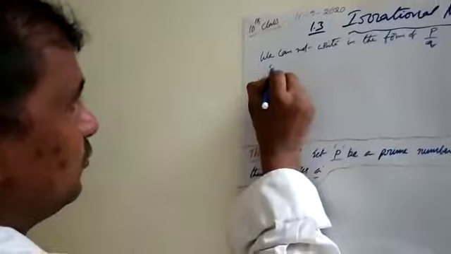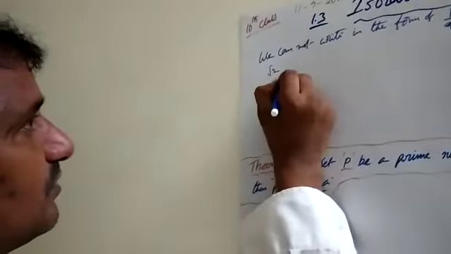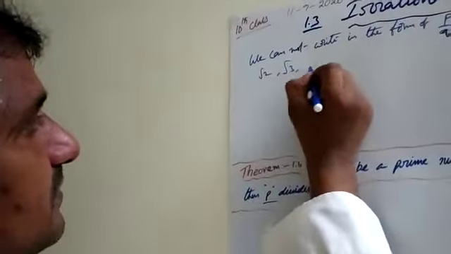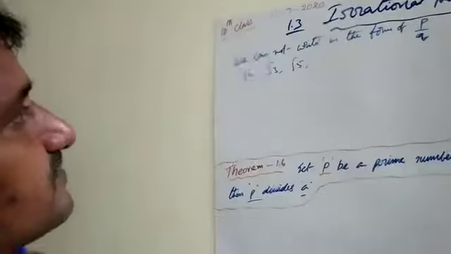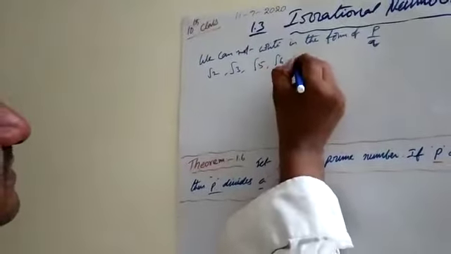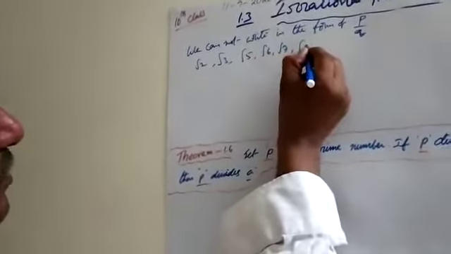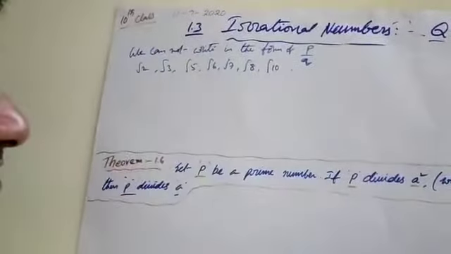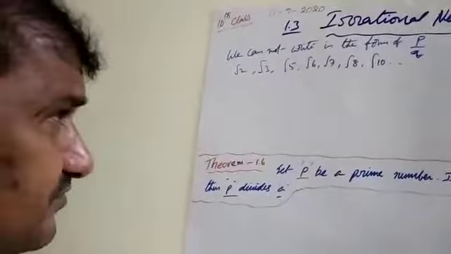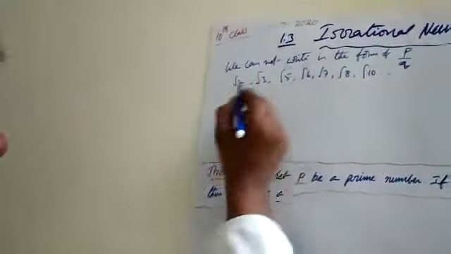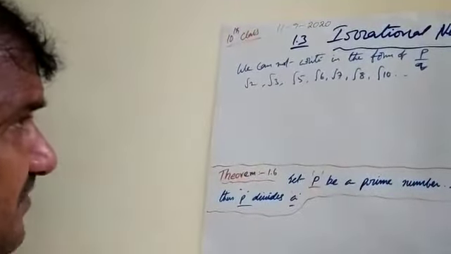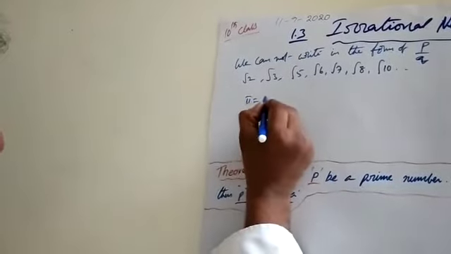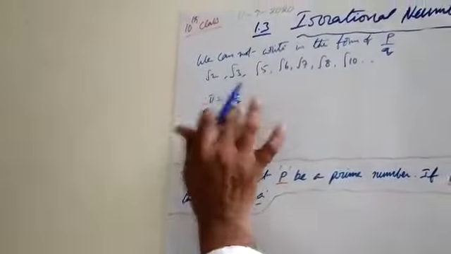See, root 2, root 3, root 5, root 6, root 7, root 8, root 10, and so on. At the same time, the best example of an irrational number is pi, which is equal to 22 by 7. The best example of an irrational number is pi.